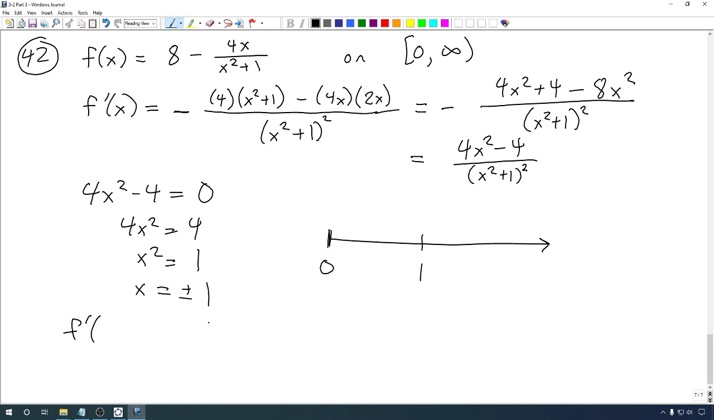So from 0 to 1, I can go ahead and pick 1/2. If I plug that into my derivative, I'm not going to go through all this, but I get something like negative 48 over 25. The important thing here is that we get a negative value.